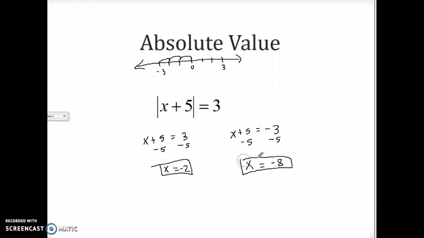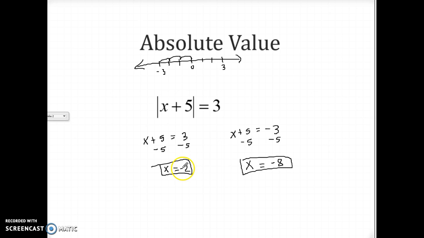So notice the two numbers are different. It's not just a positive 2 and a negative 2. That's a common misconception that students will have. They'll solve the first equation with it equal to a positive 3 like this, but then they'll get this answer and just automatically assume that the other answer is going to be the opposite of that. Make sure you solve both equations.